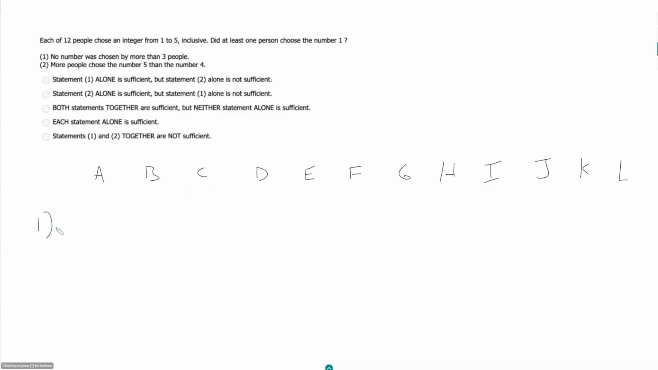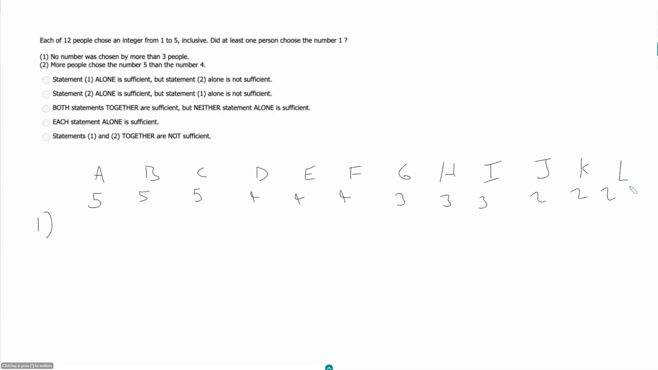No number was chosen by more than 3 people. So let's see here. Is it possible for nobody to select the number 1? If I'm trying to not select number 1, I want to maximize the selections of all of our other numbers. So we could have 3 people choose a number. Let's say 3 people chose number 5, 3 people chose number 4, 3 people chose number 3, and then 3 people chose number 2.